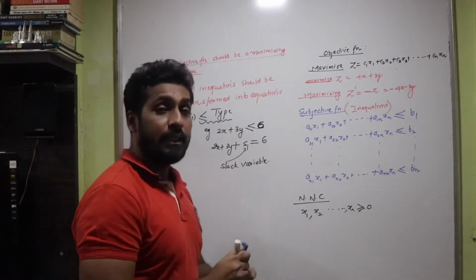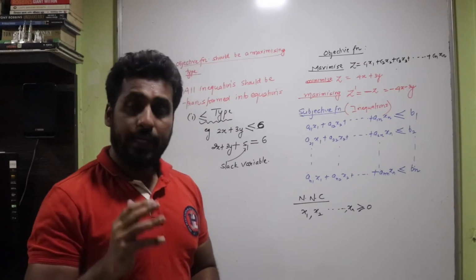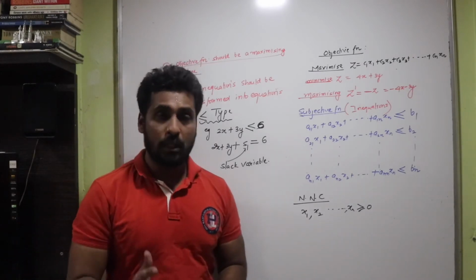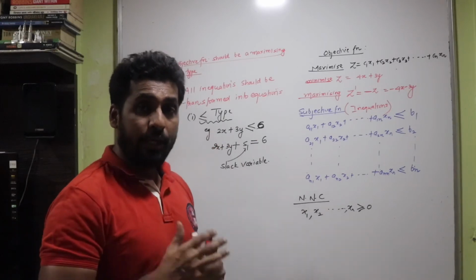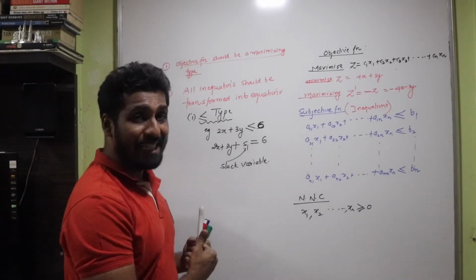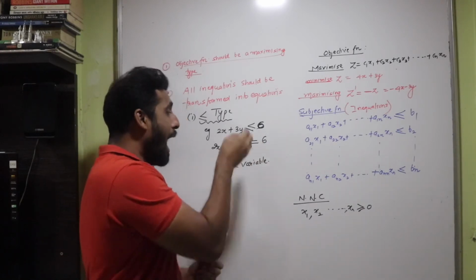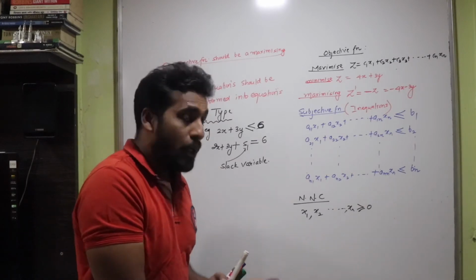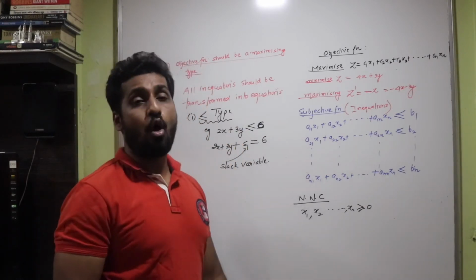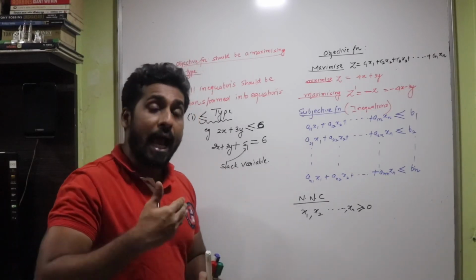So the second point, as I said, you have to transform the inequation into an equation. Inequations can be of two different types. The first type was less than type, less than or equal to type. If you have a less than type, the left hand side is less than the right hand side. So you want to equate it. You are going to add something to the left hand side so that it becomes equal to the right hand side. So this added variable is called a slack variable. I'm going to call it a slack variable.